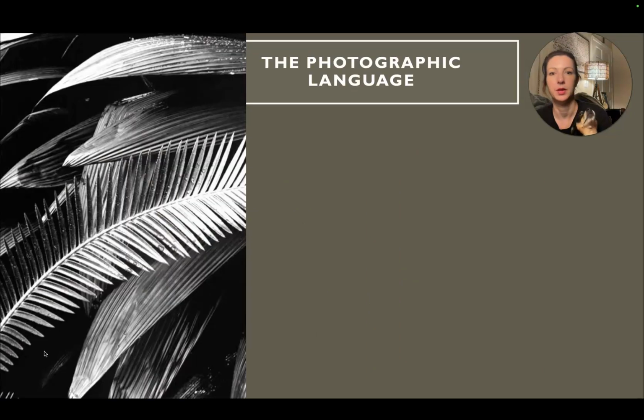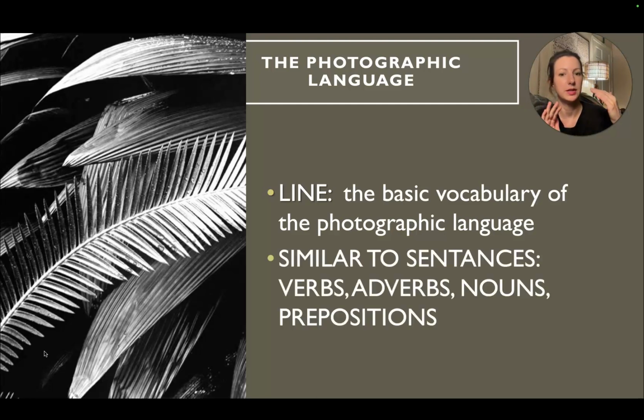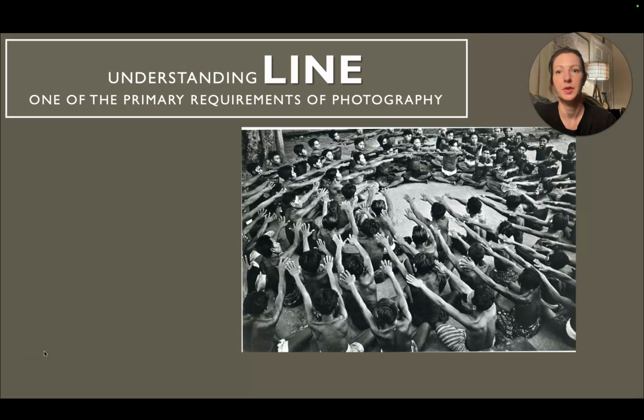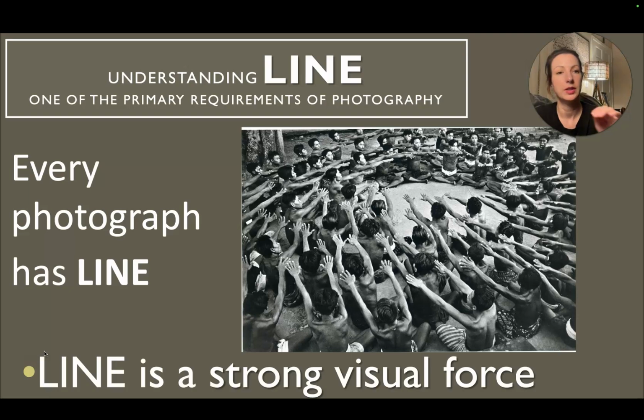So line is the basic vocabulary of the photographic language. Think of it as verbs, adverbs, nouns, prepositions. This is the most basic element that we need to focus on in photography. It is one of the primary requirements. Every photograph has line. So it is a very strong visual force and you need to use it effectively in your work.